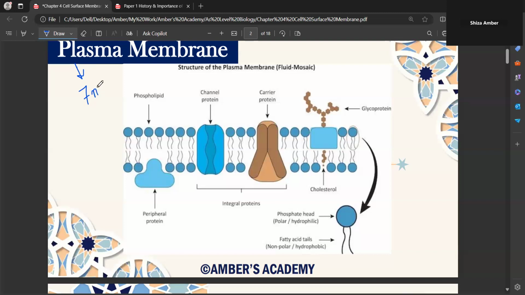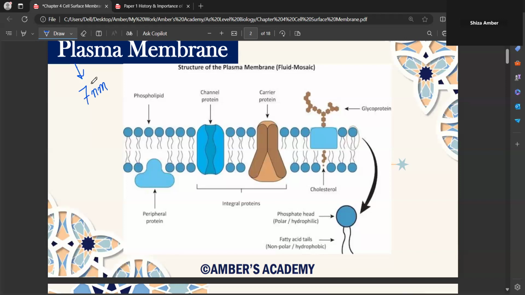We discussed this size in chapter 1 as well. The reason we discussed it was that light microscope has a resolution of 200 nanometers, and it is nearly impossible for us to see cell surface membrane in light microscope due to its small size, which is 7 nm. So we can only see plasma membrane in electron microscope because the resolution of electron microscope is far better than light microscope. The resolution of electron microscope is 0.5 nanometers. Just a quick reminder.